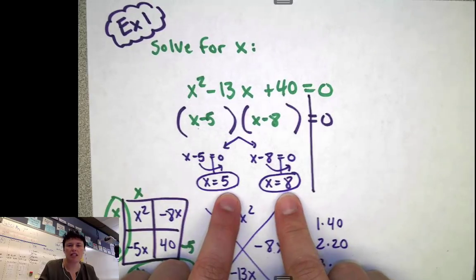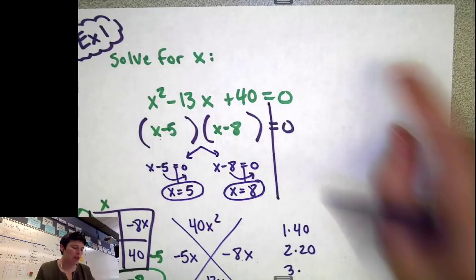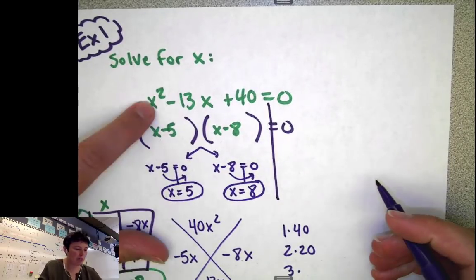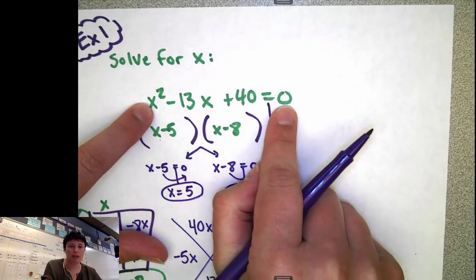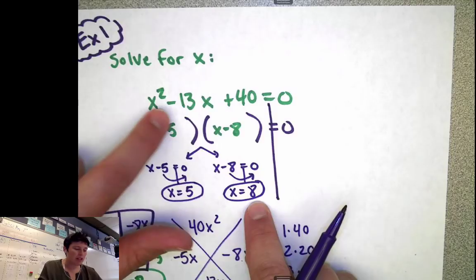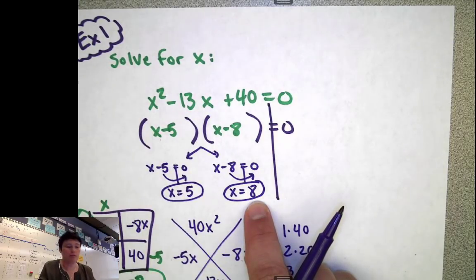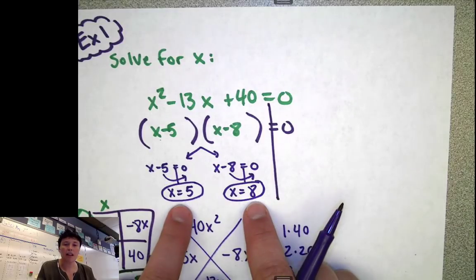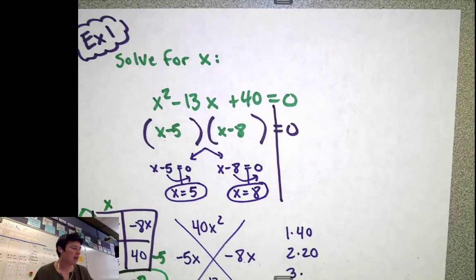Now, if I wanted to take the time to get a level 4, I would go over here and do my check. I would make sure that 5 squared minus 13 times 5 plus 40 actually equaled 0. And I would make sure if I did 8, 8 squared minus 13 times 8 plus 40 would also have to equal 0 for these both to be true. So that would be kind of how I run through my check. But I'm not going to do that for this video today because I kind of want to keep practicing just the solving process. So let's look at one that might be a little bit harder.